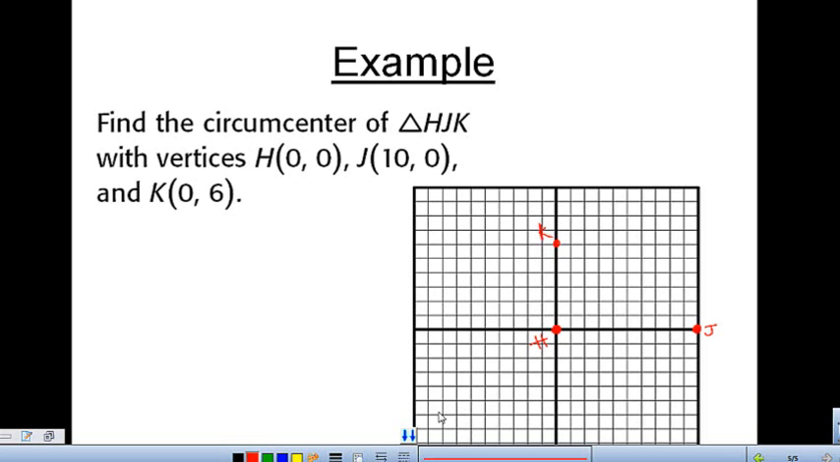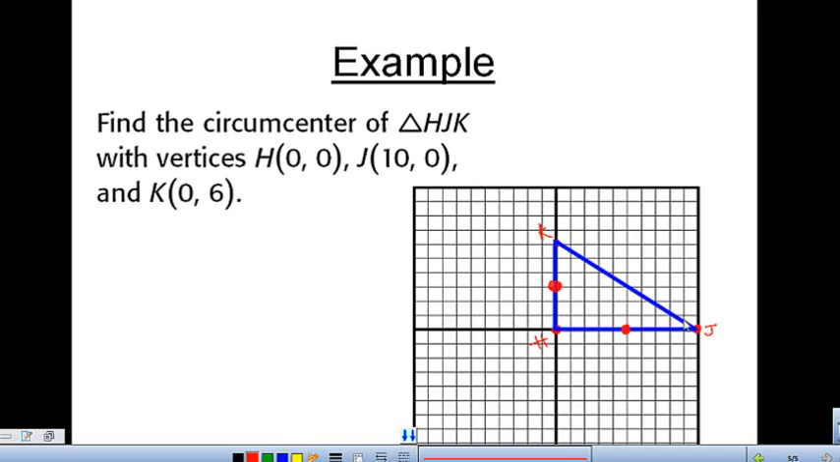Okay, so let's draw our lines to make our triangle. Okay, so there's our triangle. So I need to bisect each of these sides. Now the easiest sides to bisect would be HK and HJ. So let's start with those. We know that segment HK right here is 6 units long. So to bisect that, we would need our midpoint to be right here, so that each segment is 3 units. And down here, this segment is 10 units long, so our midpoint would have to be at the 5 unit mark, so right here.